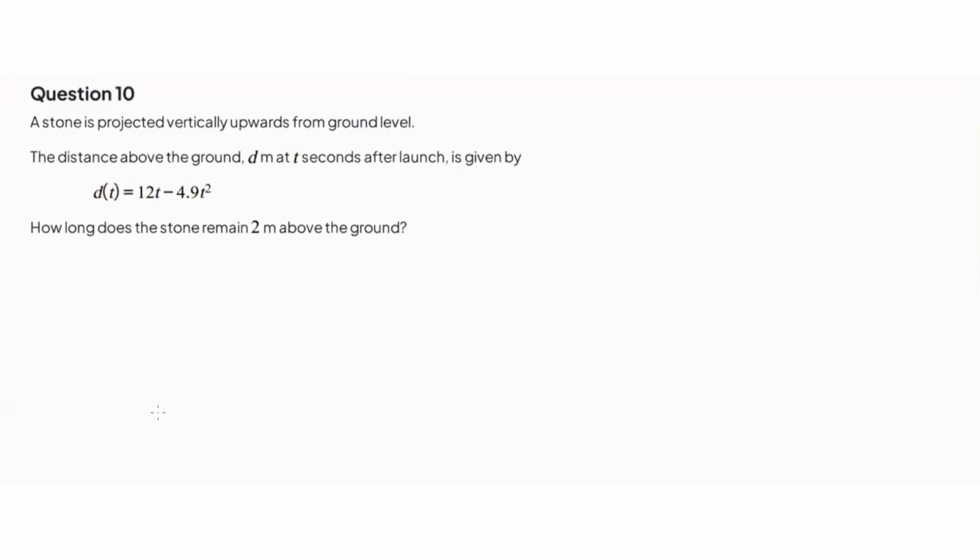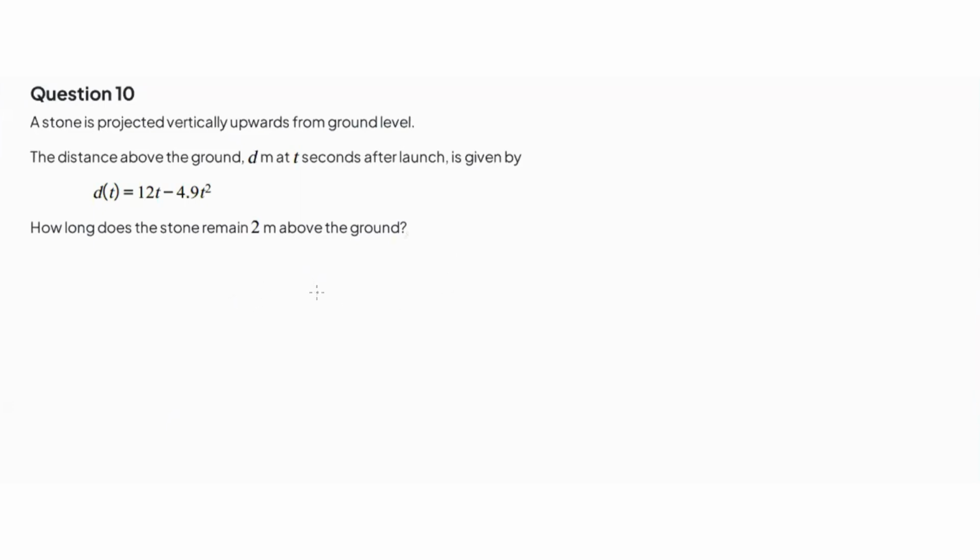In this question, it says a stone is projected vertically upwards from ground level. The distance above the ground, d meters, at t seconds after launch is given by 12t minus 4.9t². How long does the stone remain 2 meters above the ground? So this is the modeling question for inequalities and quadratic equations.